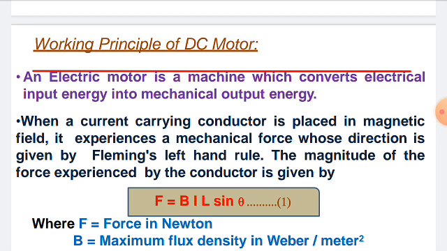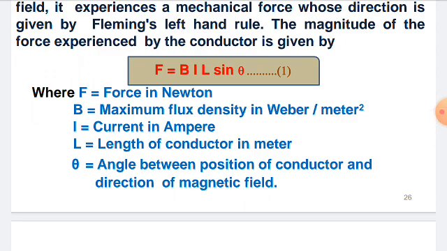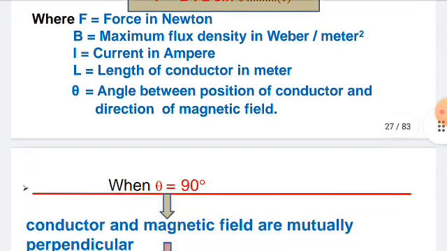When a current carrying conductor is placed in a magnetic field, it experiences a mechanical force whose direction is given by Fleming's left hand rule. The magnitude of the force experienced by the conductor is given by F equals BIL sin theta, where F denotes the force in Newton, B denotes the maximum flux density in Weber per meter square, I denotes the current in ampere, L denotes the length of conductor in meter, and theta denotes the angle between the position of the conductor and the direction of the magnetic field.